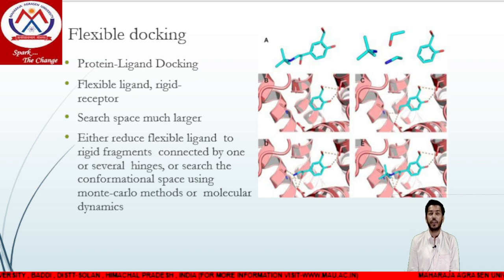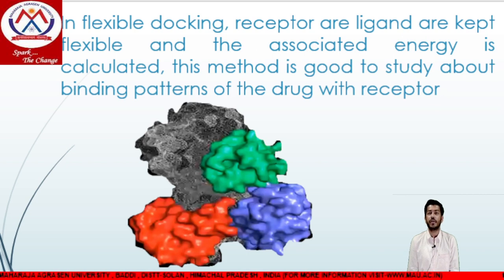They search a much larger space, either reducing the flexible ligand to rigid fragments connected by one or several hinges, or searching the conformation space by using the Monte Carlo method or molecular dynamics. In these methods, they automatically adjust according to their flexibility or receptor size. In flexible docking, the receptor and the ligand are kept flexible, and their associated energy is calculated. This method is good for studying the binding patterns of the drug with the receptors.